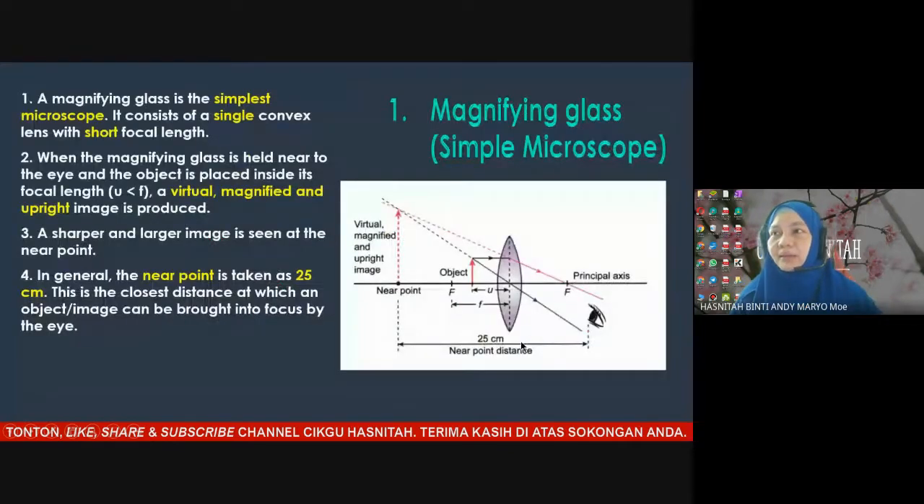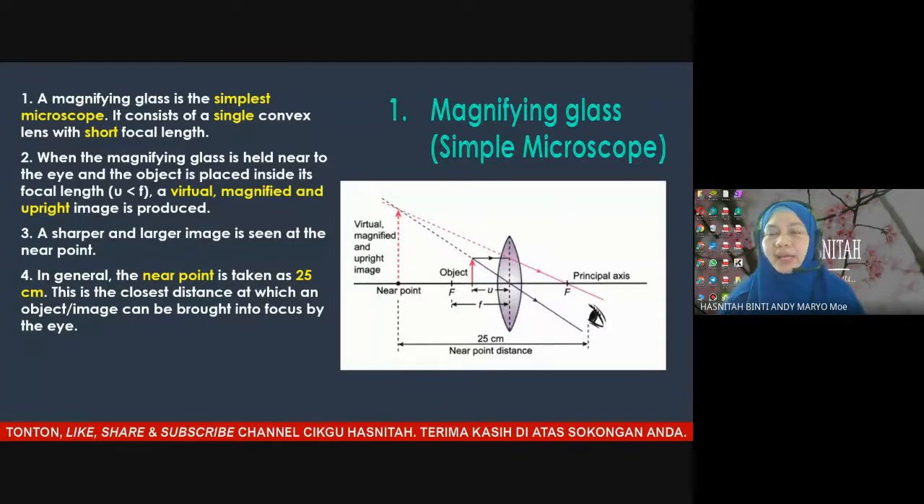Now let's talk about these instruments one by one in detail. The first one is the magnifying glass. As I said just now, it is also called a simple microscope. This is the structure of our magnifying glass. It consists of a single convex lens. You can read through the points here. The magnifying glass is the simplest microscope. It consists of a single convex lens with a short focal length.